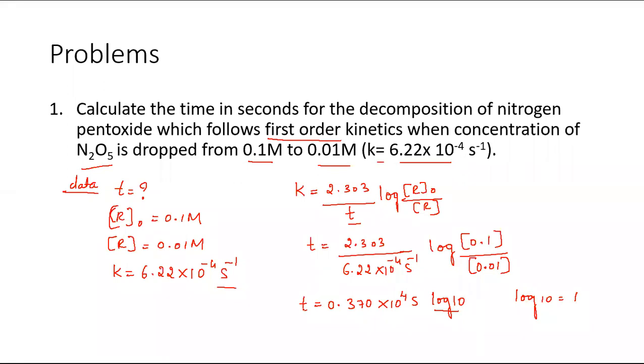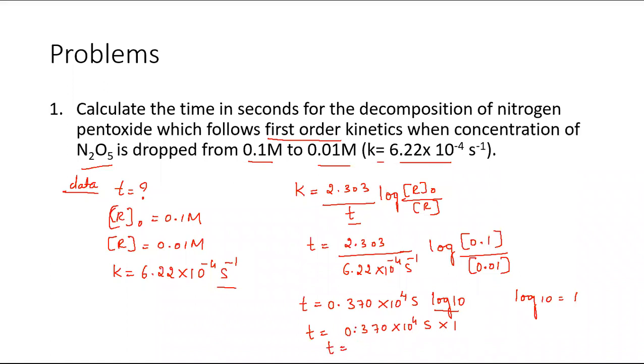Okay. Log 10 is nothing but 1. Then T is equal to 0.370 into 10 to the power of 4 seconds. Log 10 is nothing but 1, so 1 into the value remains the same. Since it is in decimal, let us convert it into scientific notation.